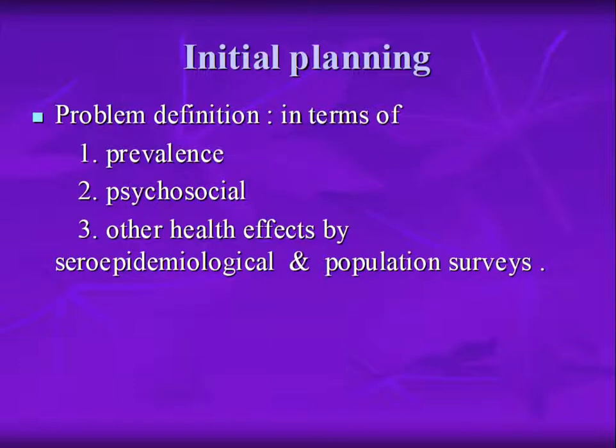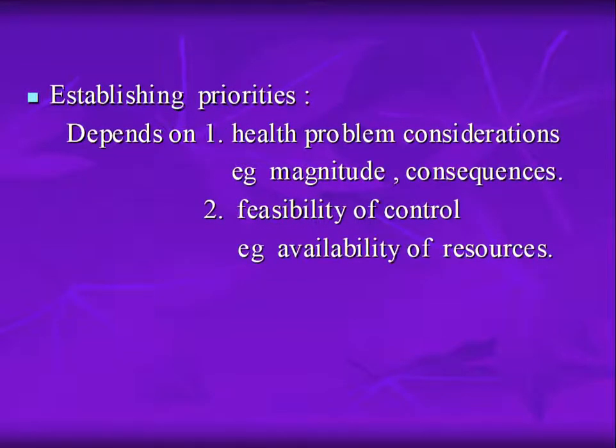Initial planning means, first of all, the problem definition in terms of prevalence of infection, psychosocial, and other health effects, by seroepidemiological and population survey. You have to do a seroepidemiological survey and a population survey. And then establish the priorities.